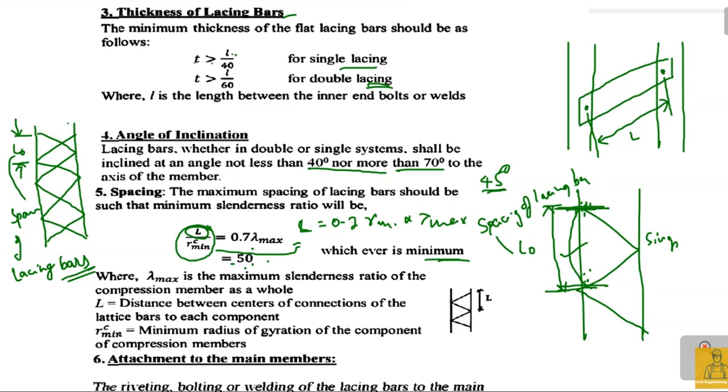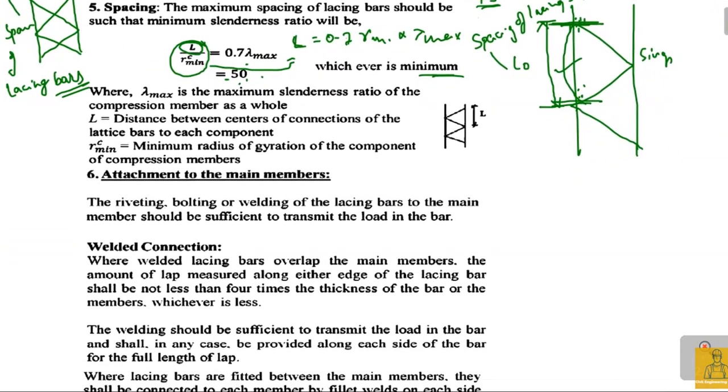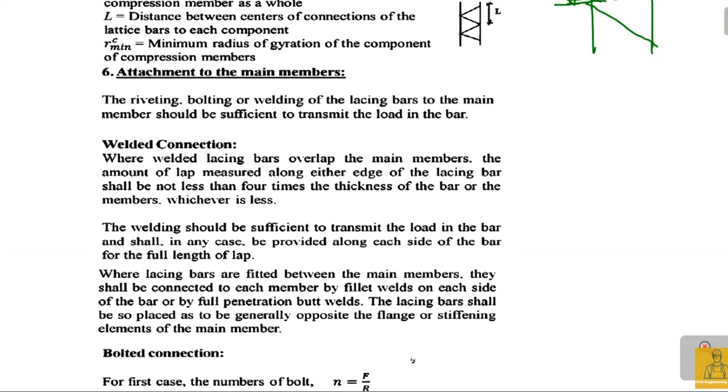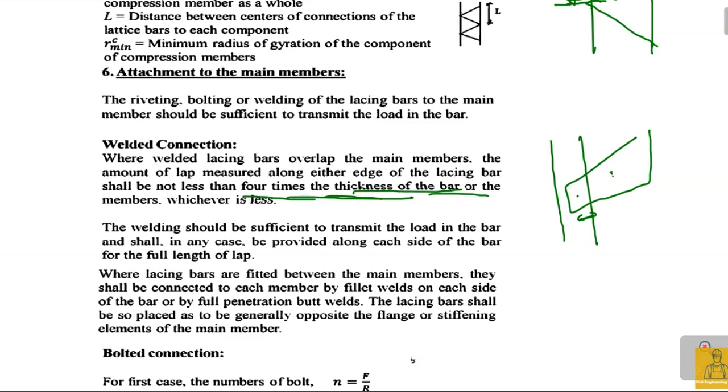And for attachment of these members, we can go for either welded or bolted connections. Of course, you are aware of this. When you are trying to weld the connection, you have to lap it. This lacing bar should be lapped onto this, and this lap length should not be less than 4 times the thickness of the lacing bar. And the weld that you have provided, longitudinal and transverse, should be able to take whatever forces are being developed in the lacing system.